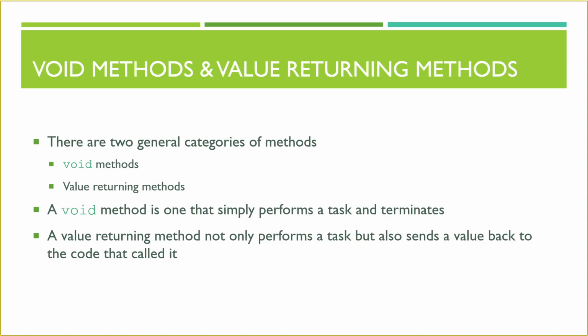So let's talk a little more specifically about the two different types of methods that we have. We have a void method, which is one, like I said, that simply performs a task and will terminate. We also have value returning methods. These methods not only perform tasks, which they do, but they also send a value back to the code that called that method. So if you think back to the Scanner methods, right?